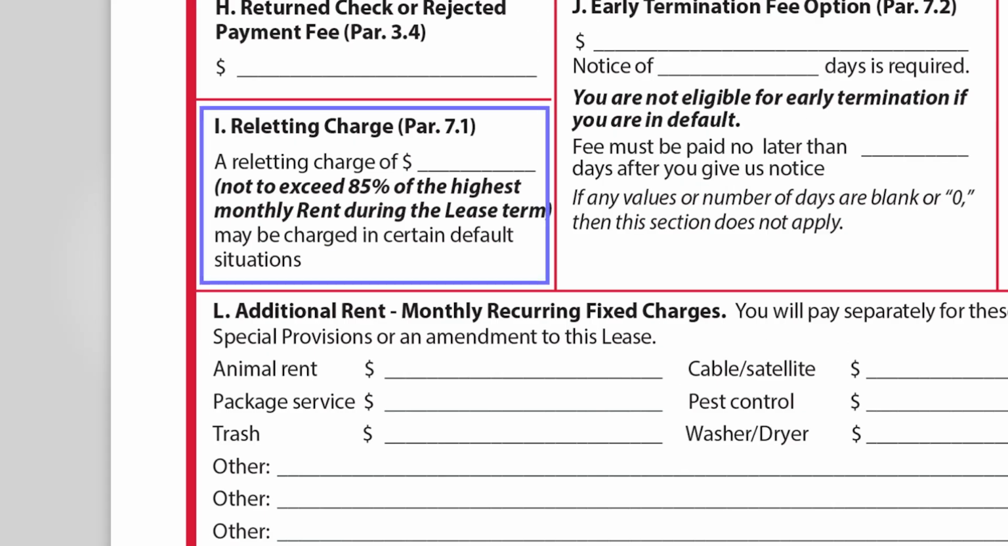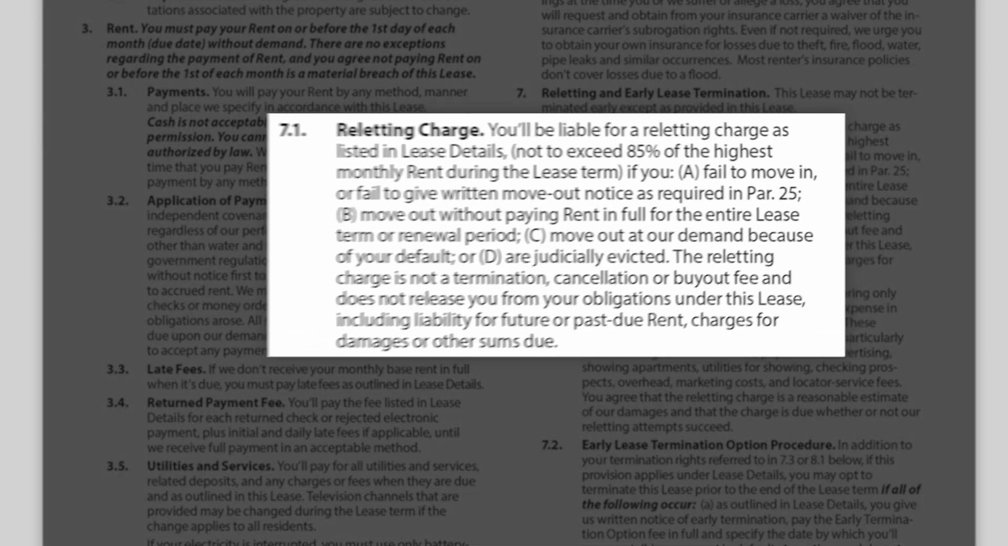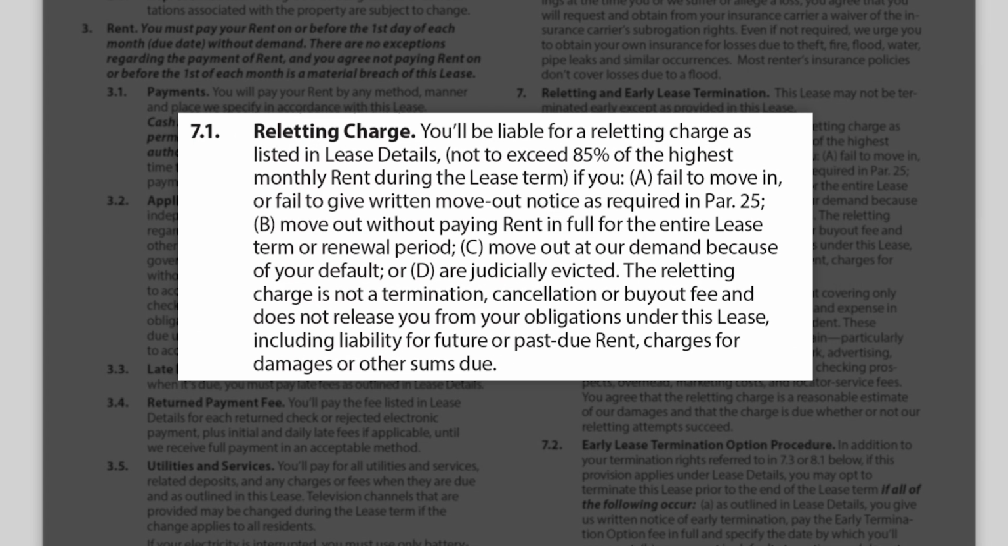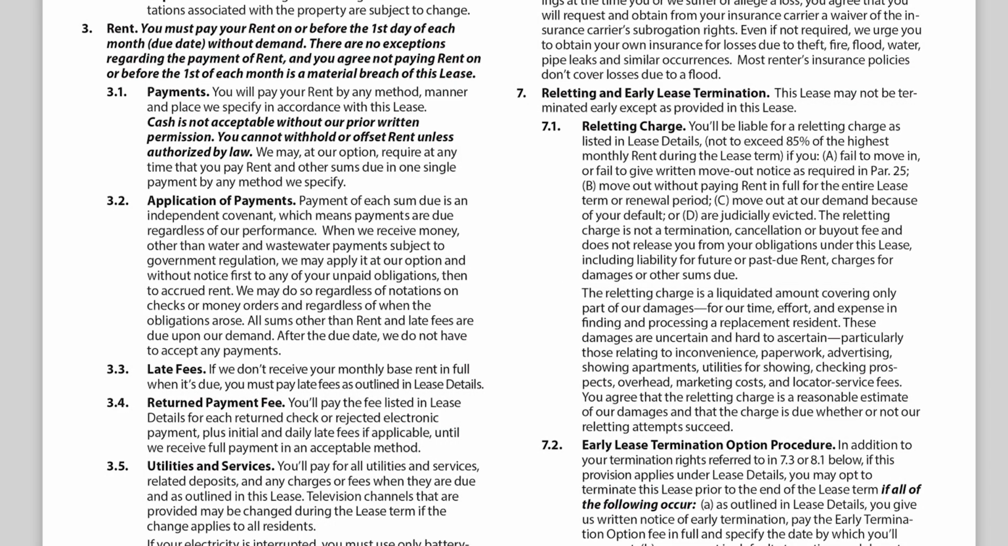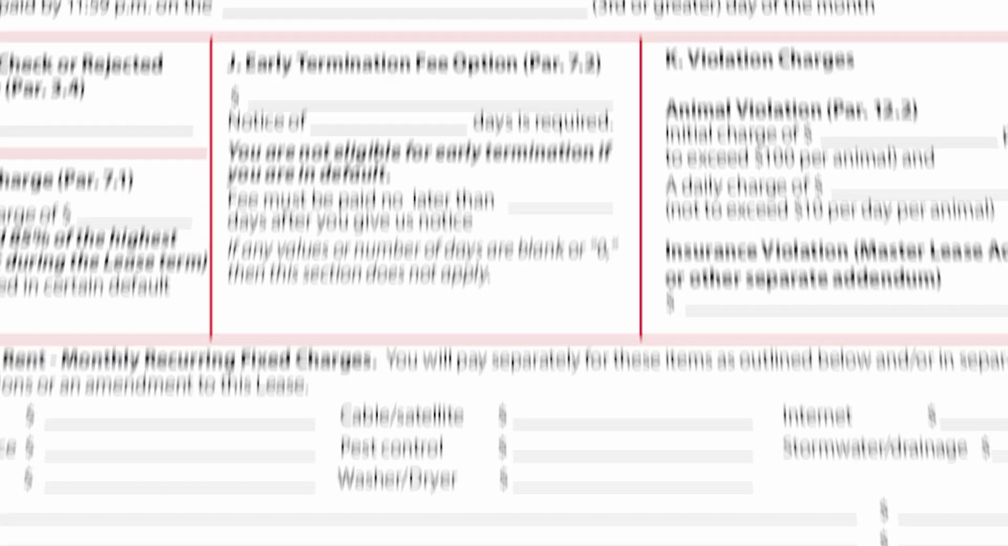Box I, Reletting Charge, Paragraph 7.1. A reletting charge may apply if you break your lease or are in default. This charge helps cover the administrative costs of re-renting the unit. The reletting charge will not be more than 85% of your highest monthly rent during the lease term and does not cancel your lease or any obligations you have under it.